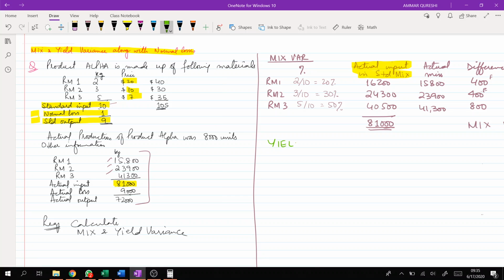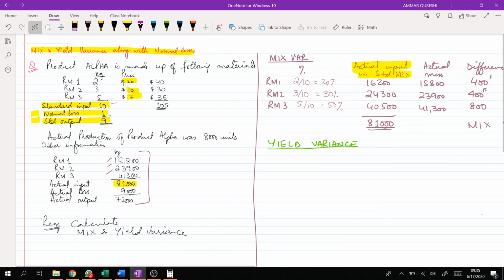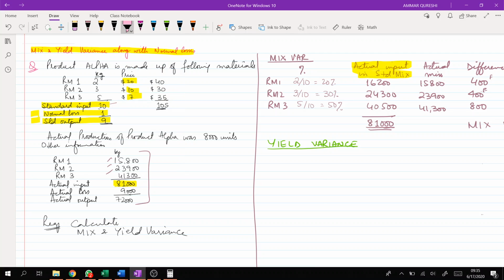Now we are required to calculate yield variance. Now, there are two ways to calculate yield variance. Output in this question is given in two different forms, right? The first form of output is the alpha, because we got 8,000 units of alpha. This output is in the form of finished goods.